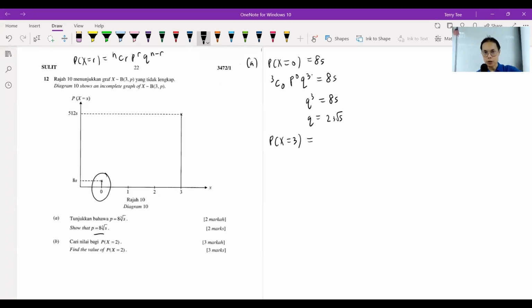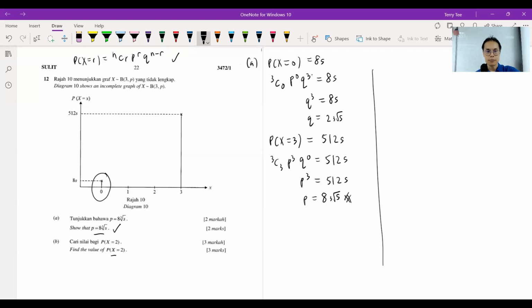For Px equals to 3, it is now 512S. Use back the same formula here. 3C3, P power 3, Q power 3 minus 3 is 0, equals 512S. Now you're left with P power 3, 512S. Cube root of 512 is 8 cube root of S. Okay, so I've got my answer for A. I've already shown that. Okay, next, find the value of Px equals to 2.